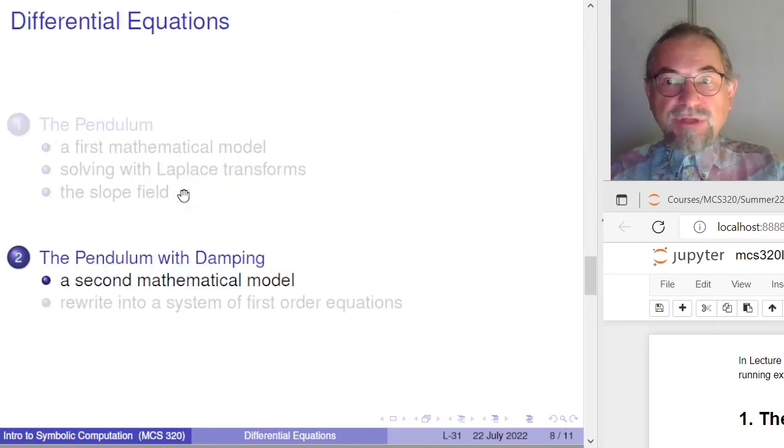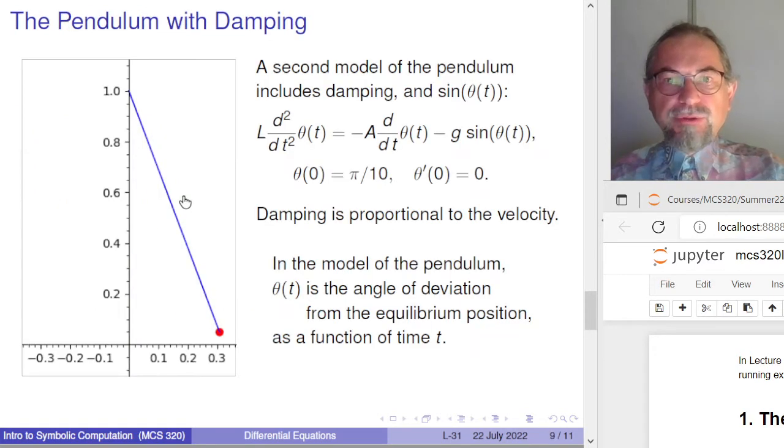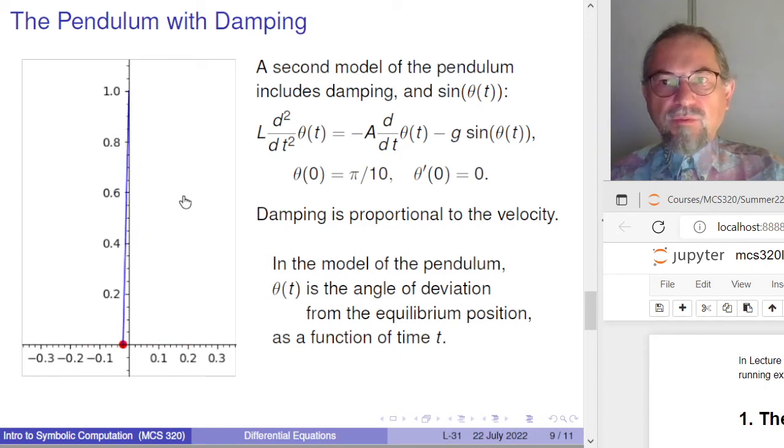Alright, that was our first model. In our second model, we're going to consider damping. So we have the same setup, but now our model is a little bit more general. Instead of the theta at the right hand side, we add the sine of theta.